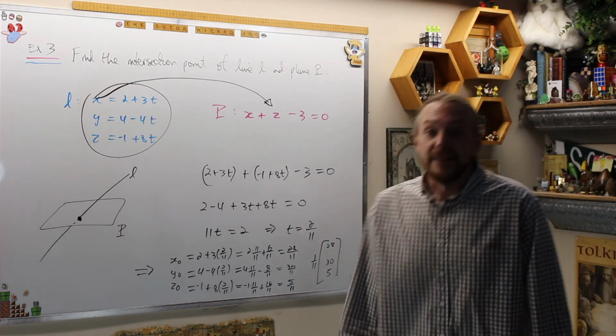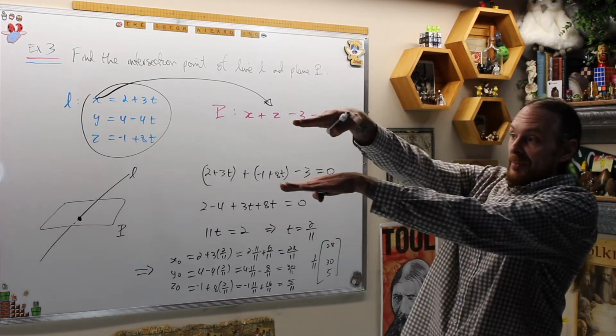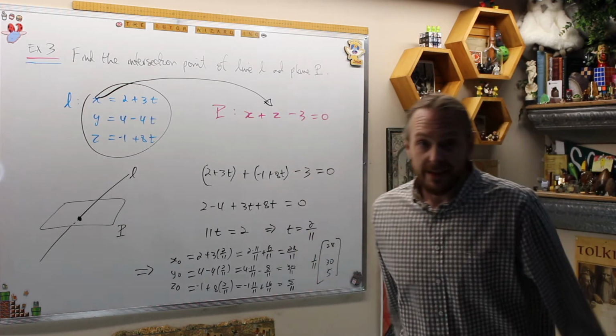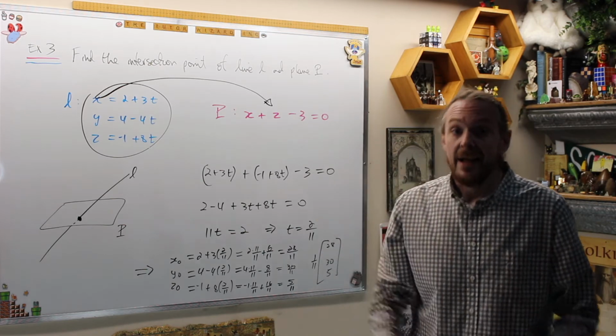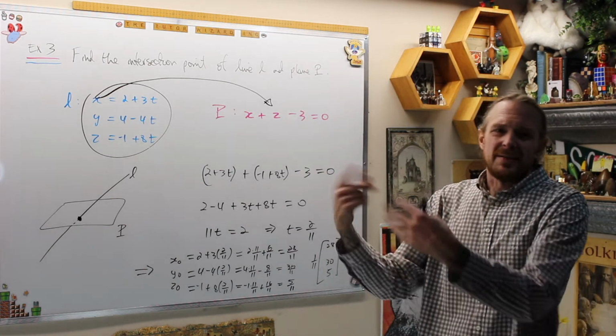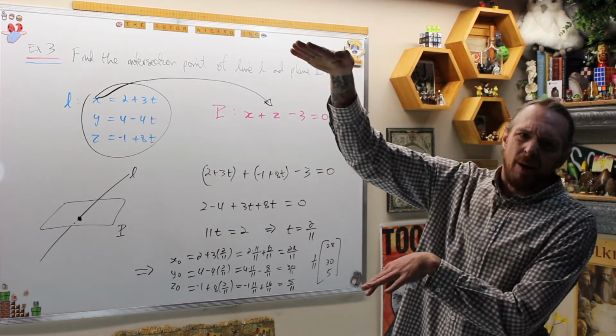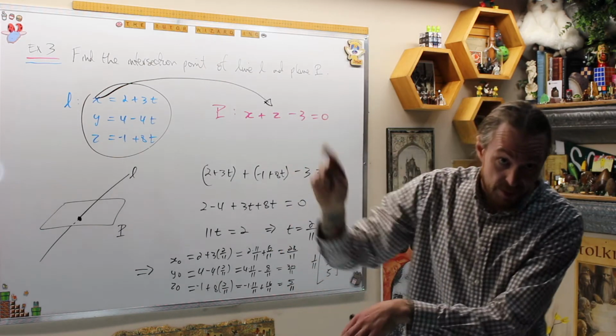Now, if they don't intersect, they must be parallel to each other. Let's find the distance between these. How we're going to phrase this is we're going to find the distance between a point and a line and a point and a plane. Then regardless of the scenarios they give you, pick a point in one of the objects, find the distance from that point to the other object.